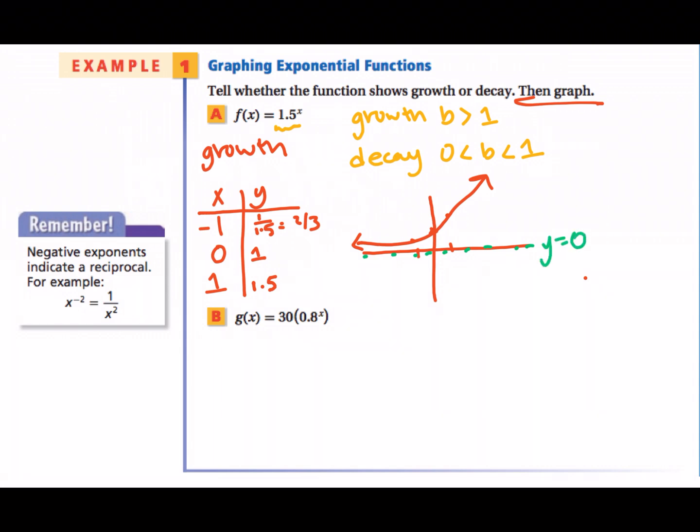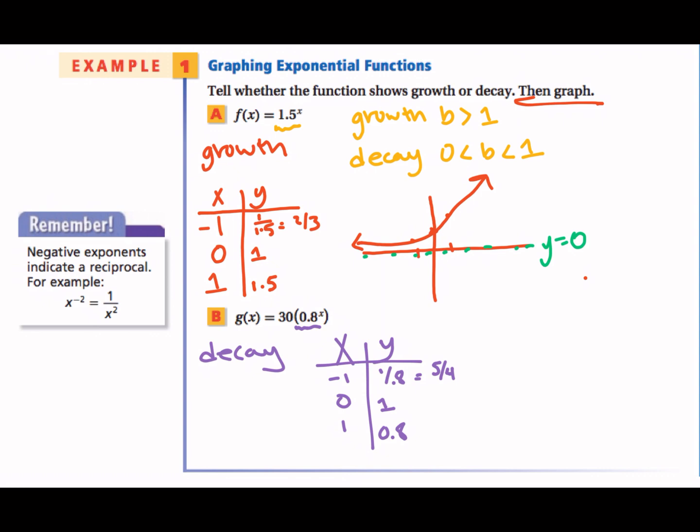Okay, our next one, part B, our b value is 0.8. That means it's going to be decay. Okay, so let's make a table of values so we can graph it. I'm going to use my same numbers, -1, 0, and 1. Okay, so this is just 1 over 0.8, which is the same thing as 10 over 8, which is 5 over 4. All right, and then anything to the 0 power is 1, and then here I can leave it as just 0.8 to the first power, it's just 0.8.